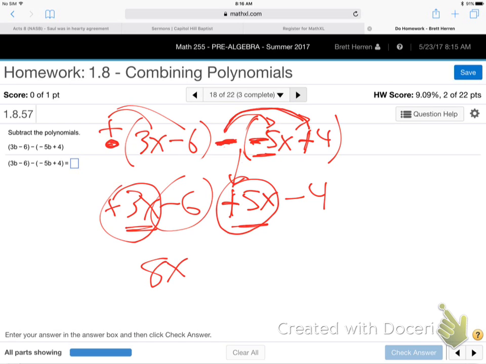And now minus 6 and minus 4. Yeah, if you lose $6 and lose $4, you lost $10. There's our final answer. Does that make sense? Other questions?